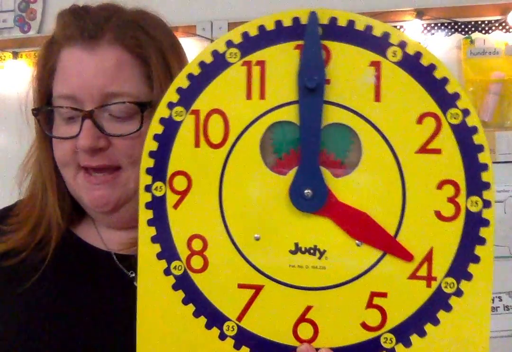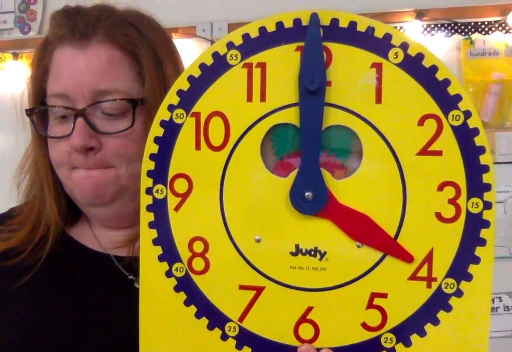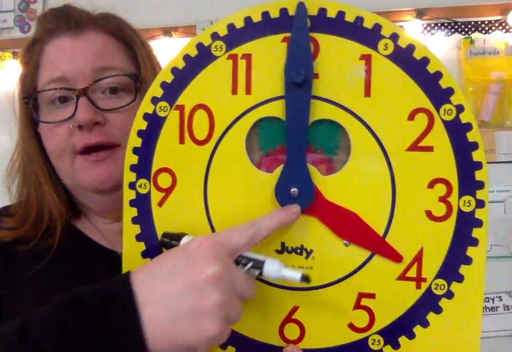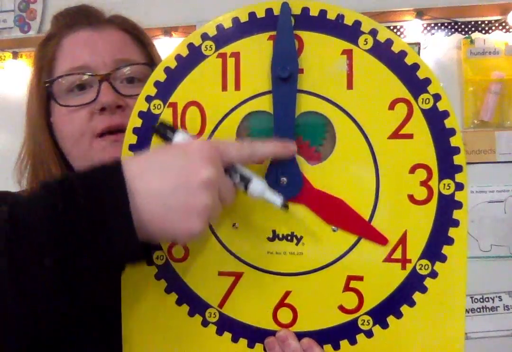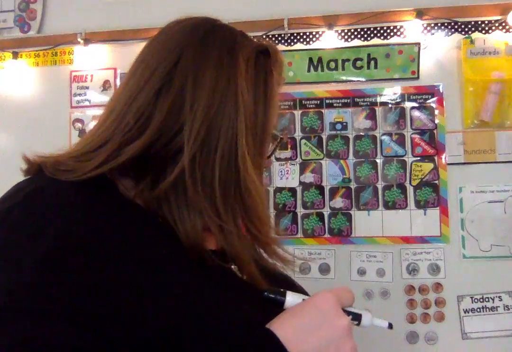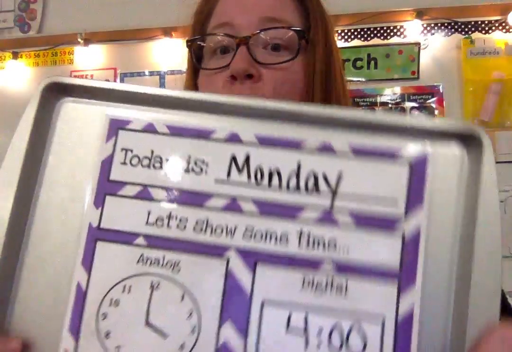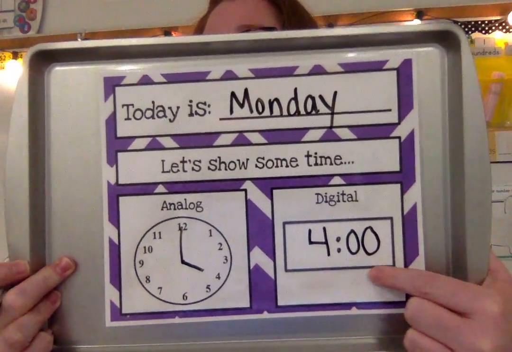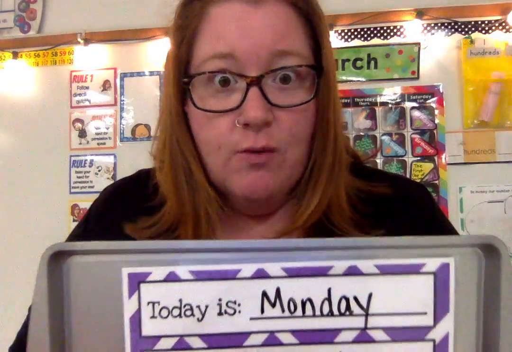Did you say 4 o'clock? Our hour hand is pointing right at the 4. Our minute hand is all the way up here at the 12. It is 4 o'clock. So on our digital clock, we should write a 4 for that hour and 00 for our minutes, because when it's o'clock, it's a new hour. 0 minutes have passed 4 o'clock. Oops, I'm writing on my table on accident.